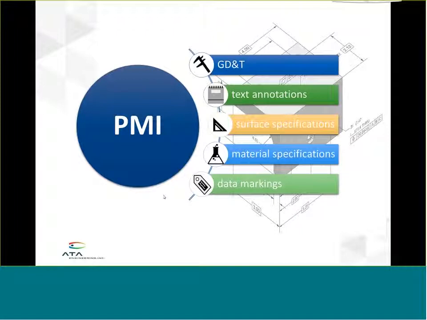The major elements of PMI include geometric dimensioning and tolerancing, text annotations, surface specifications, material specifications, and data markings. These are probably the most common categories, although there are some other elements of it.